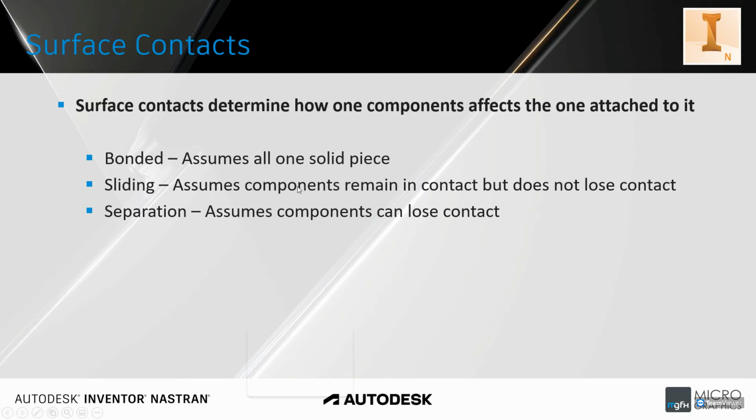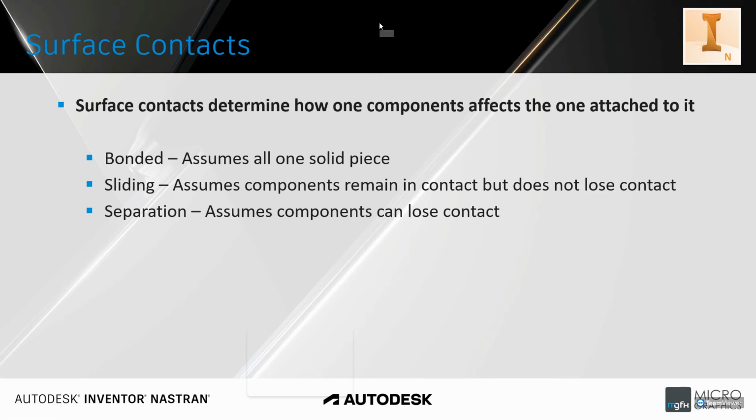Sliding assumes that the components that are laying next to each other or attached remain in contact, but do not lose, but can slide across each other. Right? And separation assumes that components can lose contact. Right? Now there's combinations of these which you can have. Sliding, no separation, means that they can slide, but they will never come apart from each other. Okay, and you can have separation, no sliding, meaning that it will separate, but it will not slide across because it is fixed somehow. Okay?